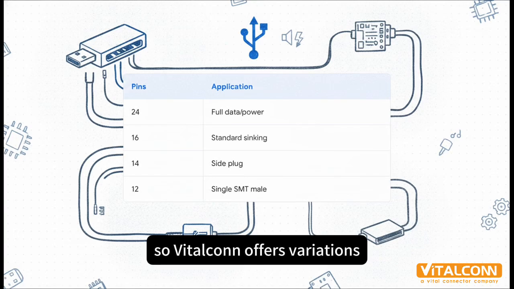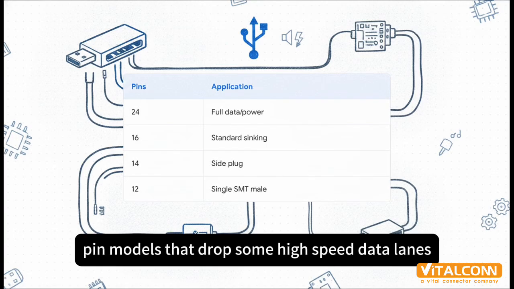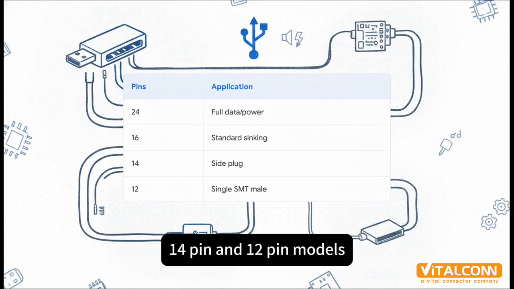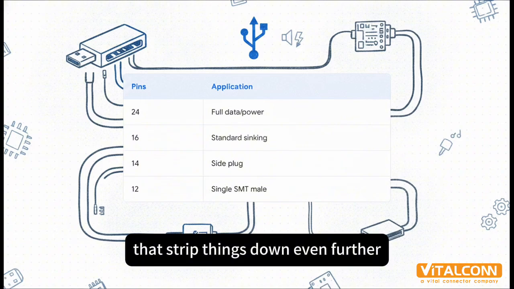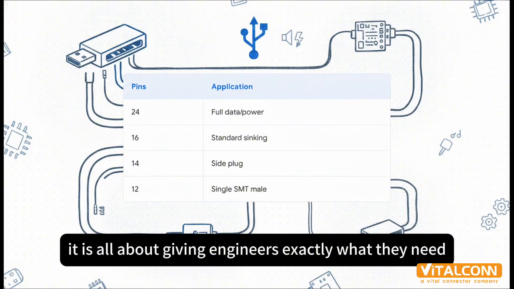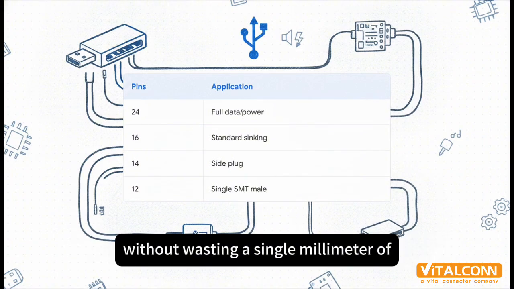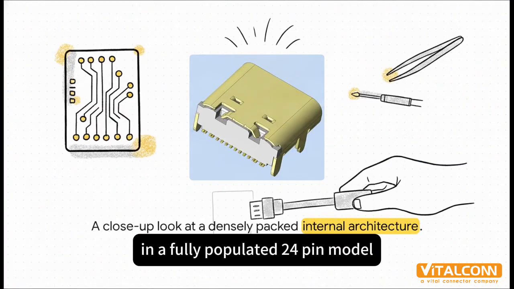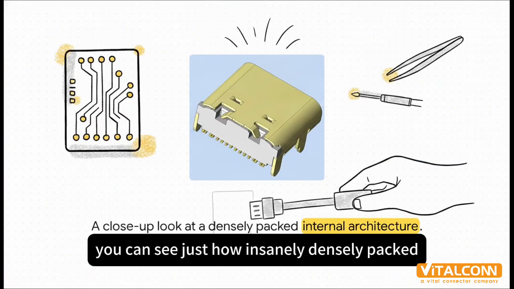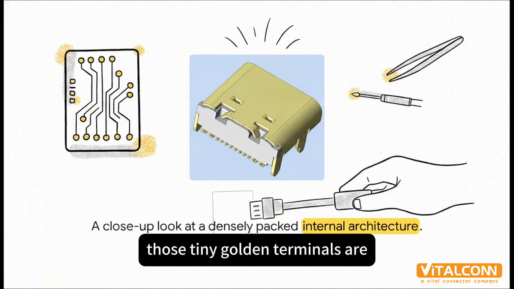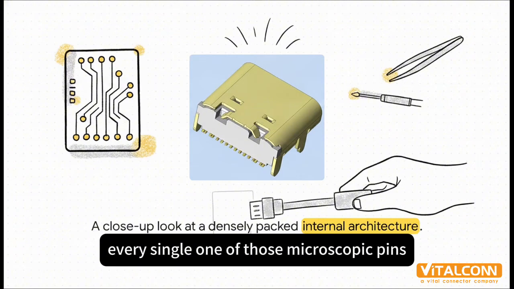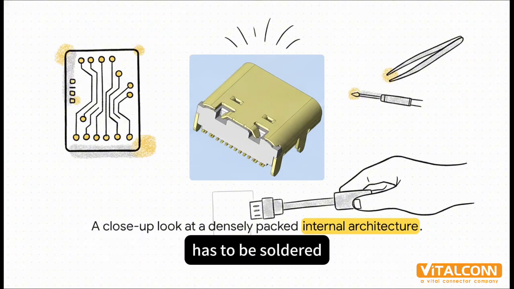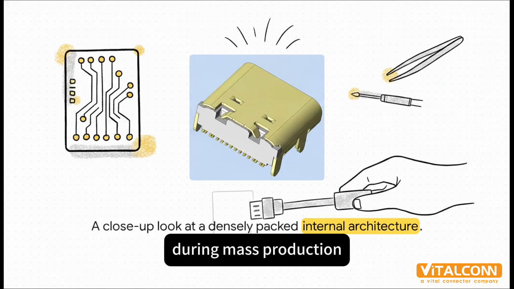So Vitalconn offers variations. You have 16-pin models that drop some high-speed data lanes, 14-pin and 12-pin models that strip things down even further. It is all about giving engineers exactly what they need without wasting a single millimeter of internal real estate. In a fully populated 24-pin model, you can see just how insanely densely packed those tiny golden terminals are. Every single one of those microscopic pins has to be soldered flawlessly to the motherboard during mass production.